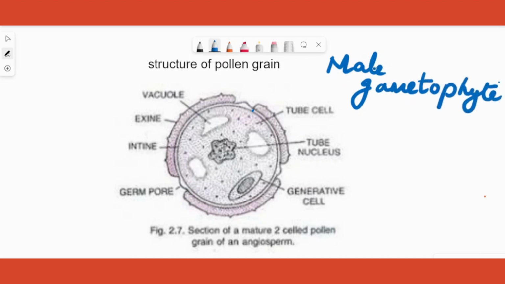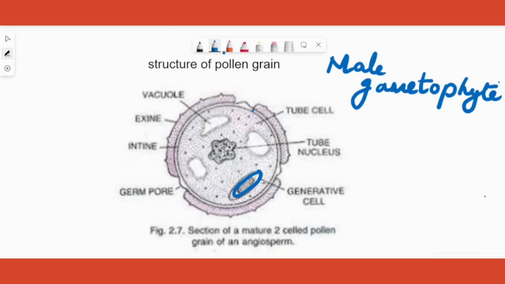So where is the male gamete? Male gamete is over here. Okay, so let us understand what all are present in a pollen grain. Please remember, pollen grain is not a cell. It is a structure containing two cells or three cells.